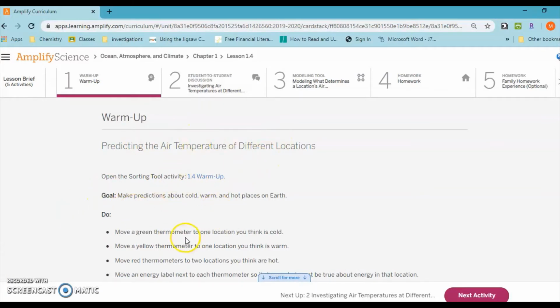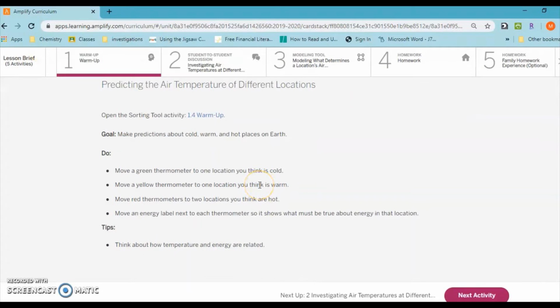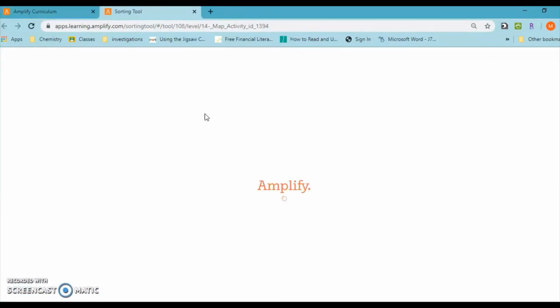You're gonna open the sorting tool and make predictions about cold and warm and hot places on Earth. So you're gonna move the green thermometer where you think it's cold, the yellow where you think it's warm, and the red where you think it's hot. And then we're going to move the labels to show the truth about the energy and location. So let's hit this warm button.